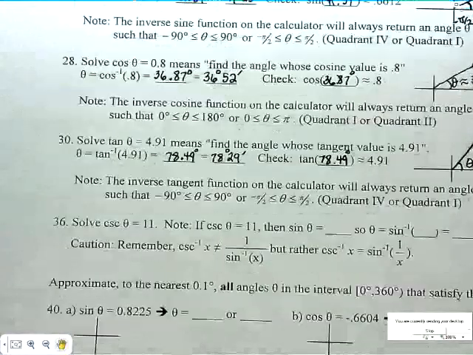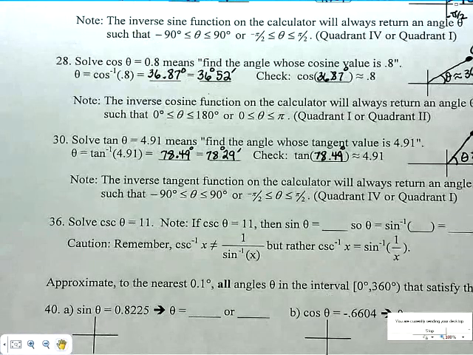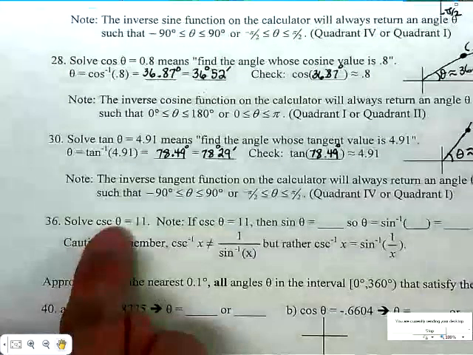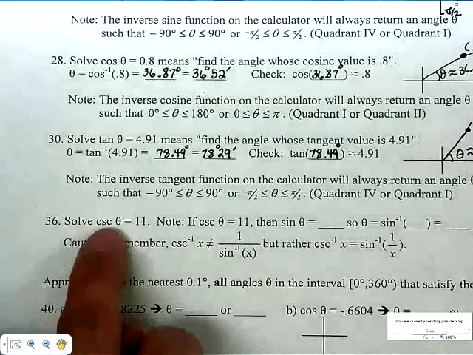Be very careful with number 36. To find the angle, just listen for a second. Cosecant of 30 degrees, you just use 1 over sine 30 degrees, right? We have found cosecant before on the calculator. It's tempting to find the angle whose cosecant is 11 by just doing 1 over inverse sine. That wouldn't give you the right answer.